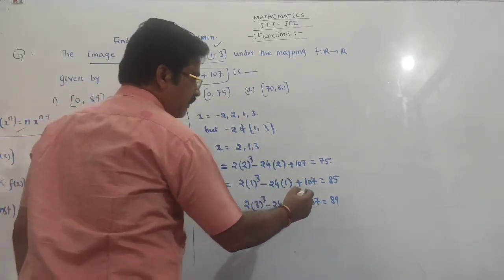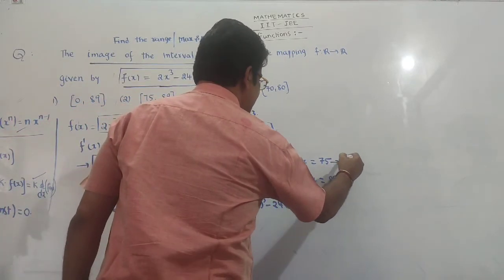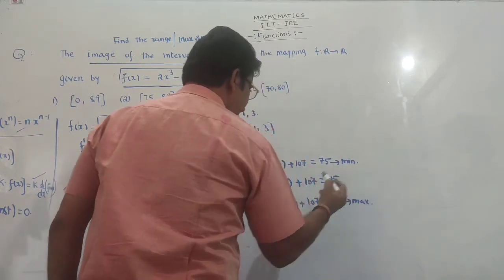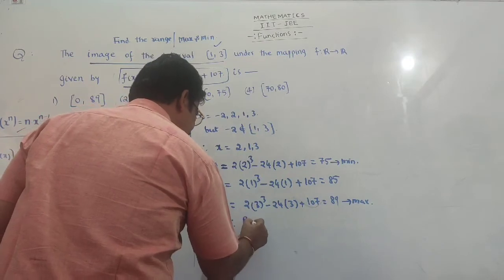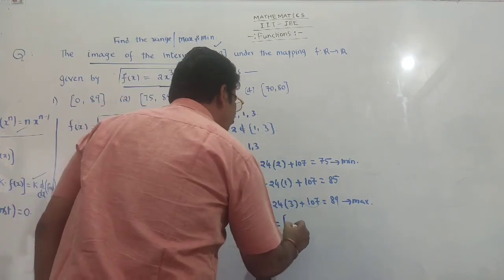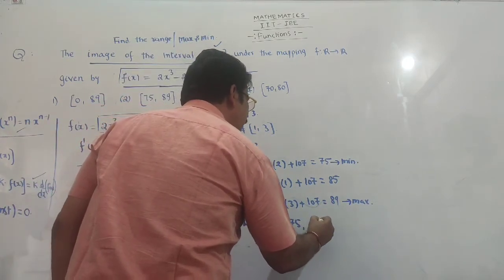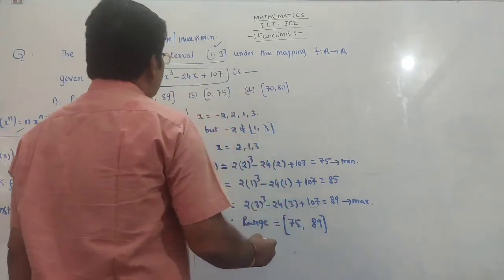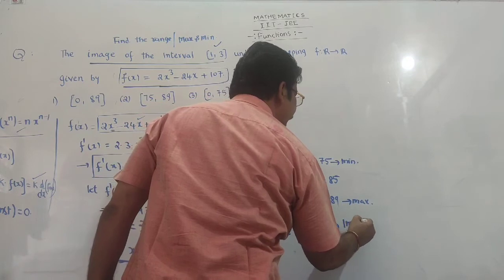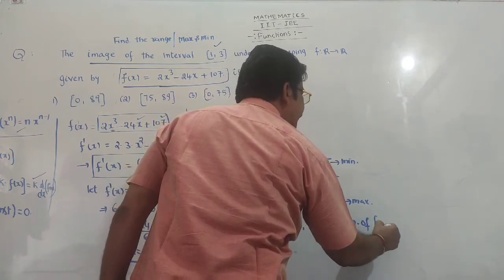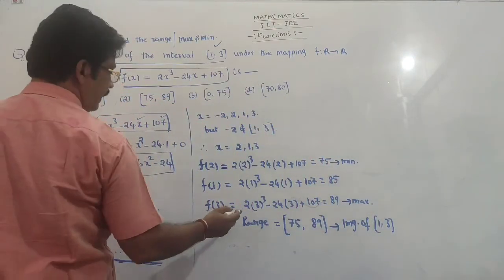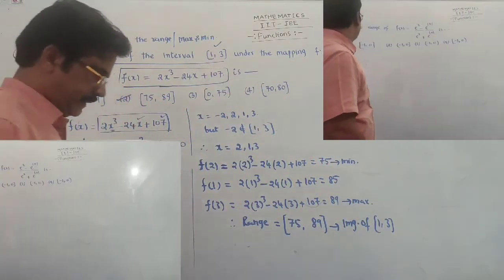So therefore, out of these, 75 is the minimum value and 89 will be the maximum value. So therefore the range is equal to the closed interval of minimum 75, maximum 89. It is the image of the interval, the image of the interval 1 comma 3. So which option is right? 75, 89. The second option is right.